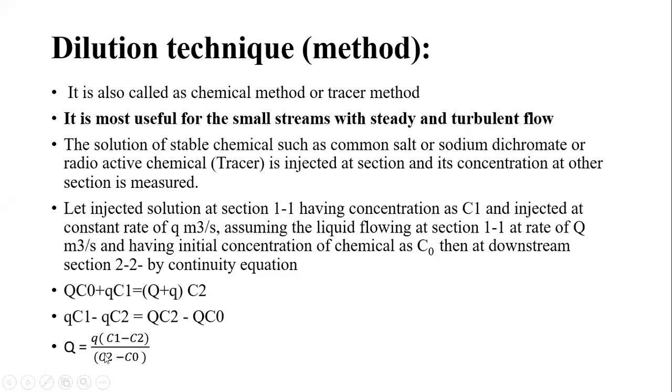It may happen that C0 is 0. It means that initially whatever chemicals we are going to add in the river at section 1, they will not have any sort of concentration of that chemical. It means that C0 may be 0. C0 will have the magnitude as 0. So in that case, the equation will be only Q is equal to q into C1 minus C2 upon C2. Isn't it? So likewise, we will be able to find out the discharge passing through the river or stream.